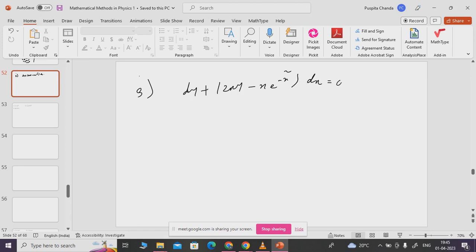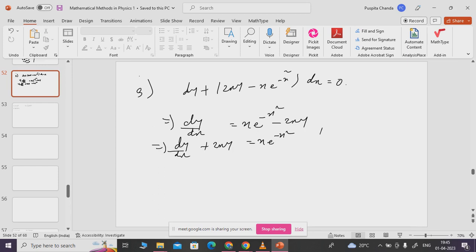The question number 3 is dy plus 2xy minus x e to the power minus x square whole, dx is equal to 0. So this dy/dx will be x e to the power minus x square minus 2xy. So dy by dx plus 2xy is equal to x e to the power minus x square. Here P(x) is equal to 2x, Q(x) is equal to x e to the power minus x square.